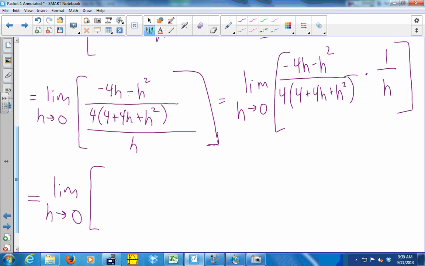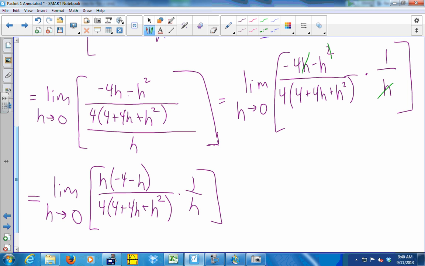All right, what else can I do now to simplify that expression in the brackets? Take an h out of the numerator, cancel it with the h in the denominator. So I'm going to cancel h, h, h. So basically I rewrote, I'll write the whole thing out. Might as well. I'm going to take out an h, and then we'll be left with negative 4 minus h over 4, and then that h and that h cancel.